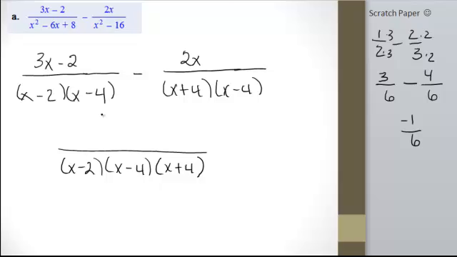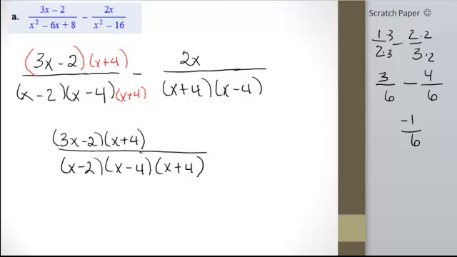So what do you have to multiply by this denominator to get this denominator? You need an x plus 4, right? That's what's missing. Remember, whatever you do to the bottom, you have to do to the top. So this becomes that. Okay? Now over here, what are you missing?